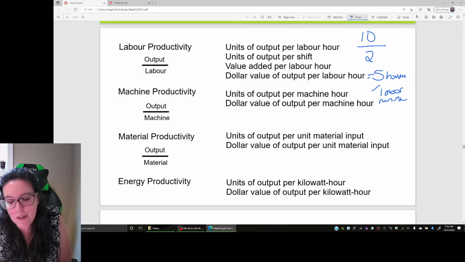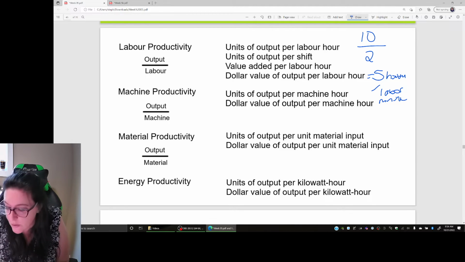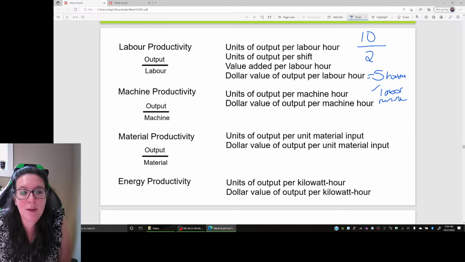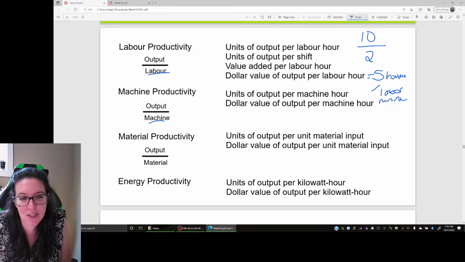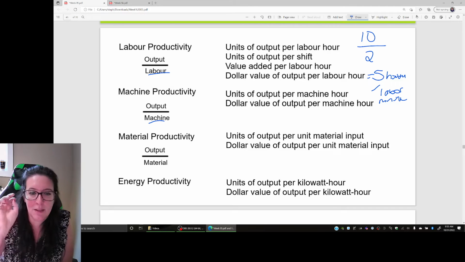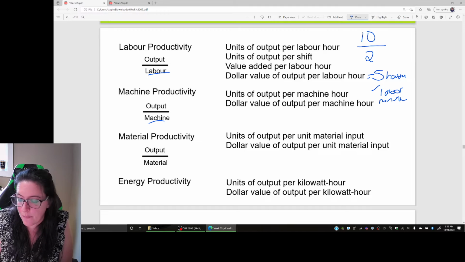We can look at partial productivity measures in terms of labor, in terms of machines, in terms of our raw materials. So for partial productivity measures, the key here is there's just one type of input: people, candy, decorations, right? So we've been specific there.